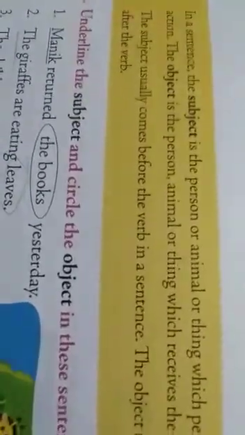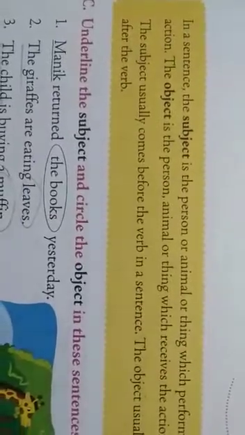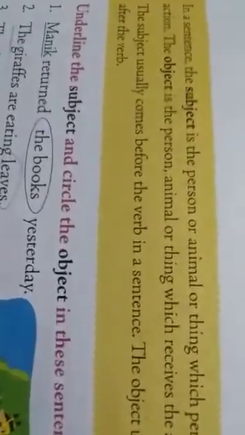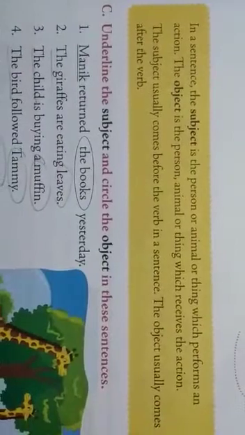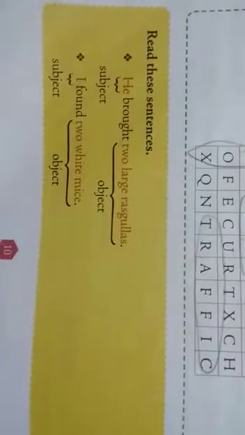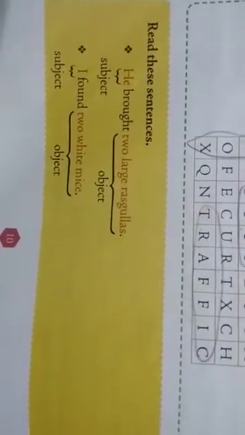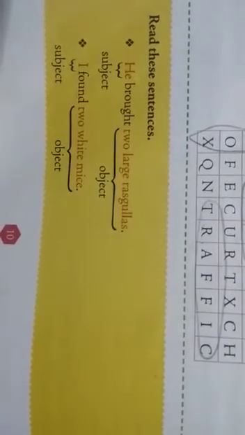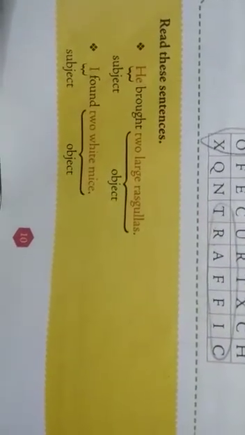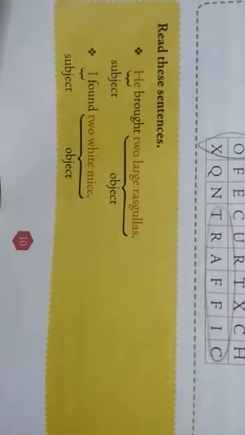The subject usually comes before the verb in a sentence. The object usually comes after the verb. So let us see an example to understand what is subject and what is object. The sentence is as follows. He brought 2 large rasgullas. Means a boy bought rasgullas.